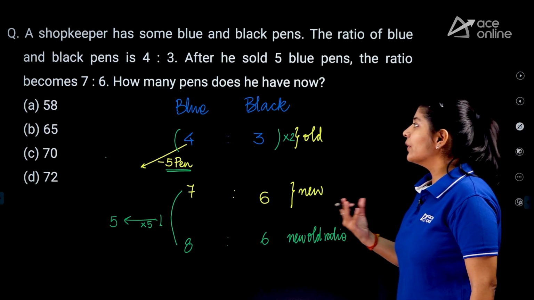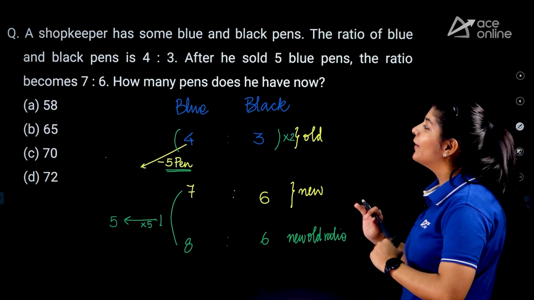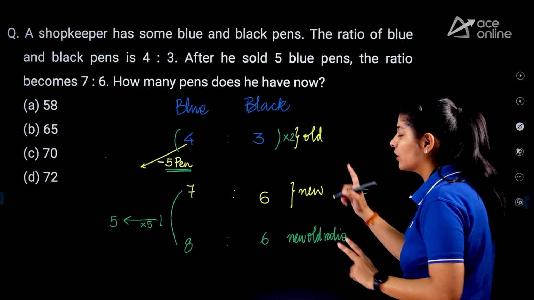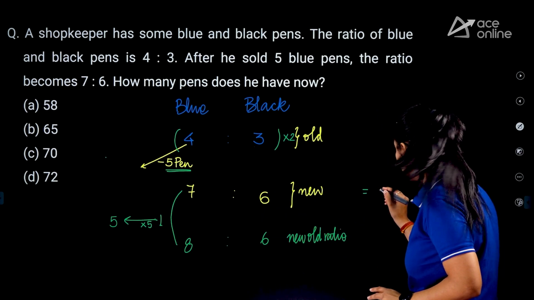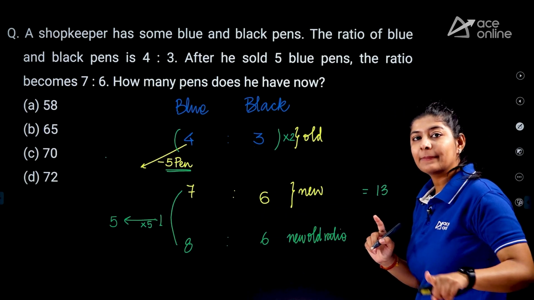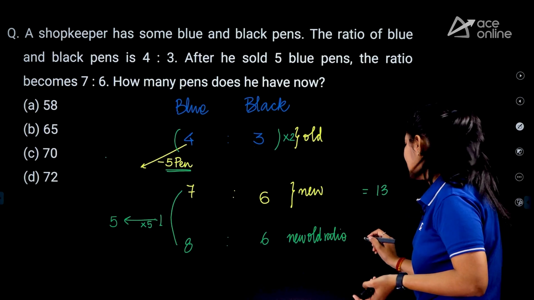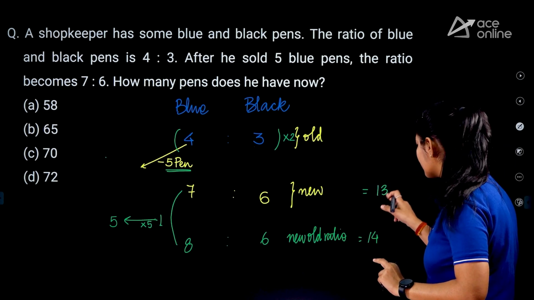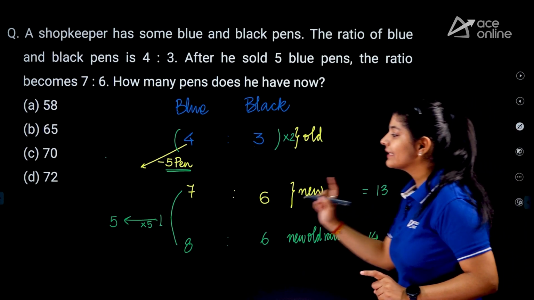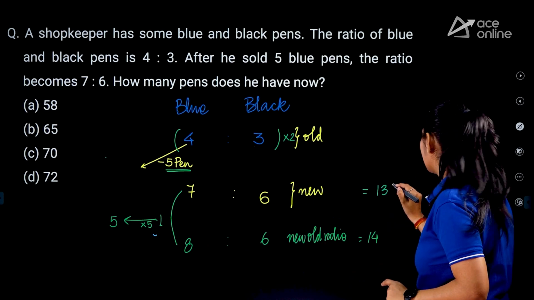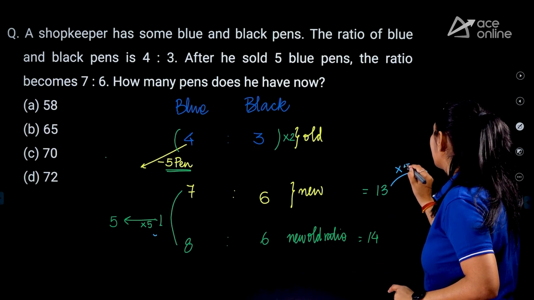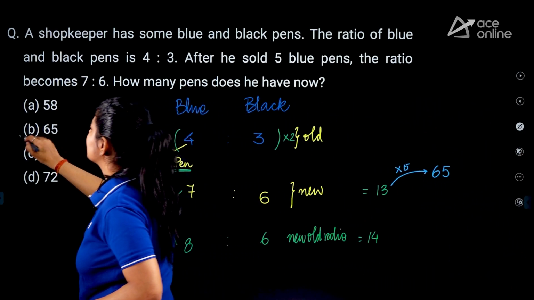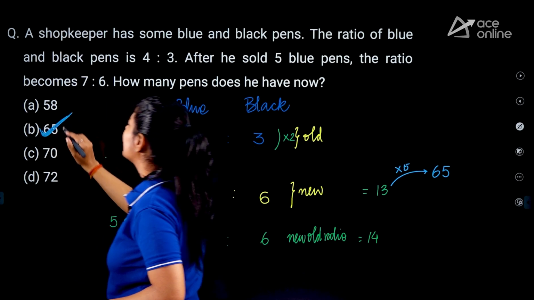Okay. Now what do we need to find out? We need to find out how many pens he has now. That means we need to find the total over here. So 7 plus 6, that means currently he has pens in multiples of 13. Initially, he had pens in multiples of 14. But we only need to find this particular value. And we know that this value is again present in multiples of 5. So we simply multiply it by 5 and we get our answer as 65. That means option number B is the correct one.